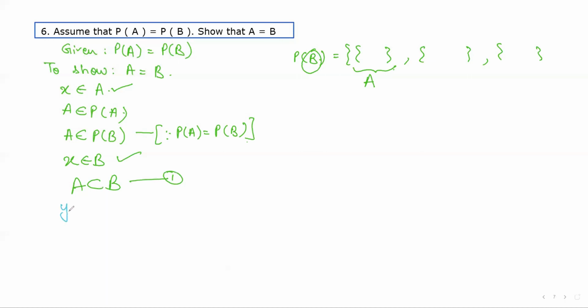Now, let's consider Y, which belongs to B. So you're considering an element which belongs to B, and using the same argument, since you're giving the same argument for an element in B as well, you can similarly write B is a subset of A. This is your second condition. So from 1 and 2, we can say that A is equal to B.